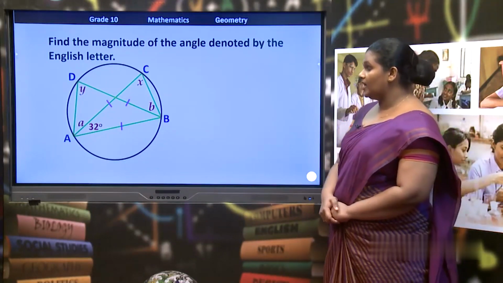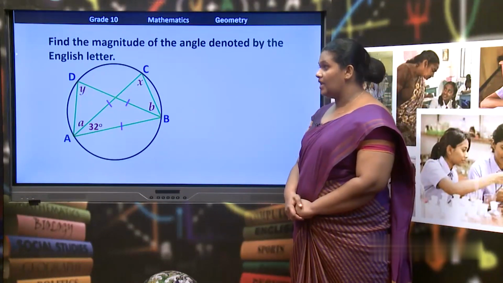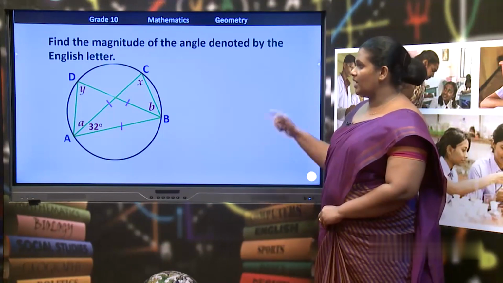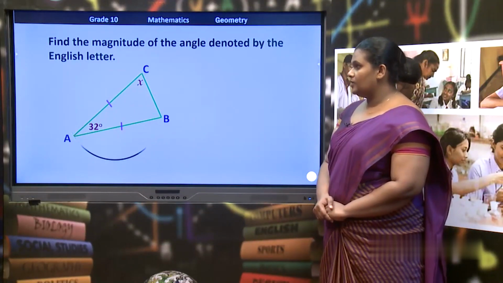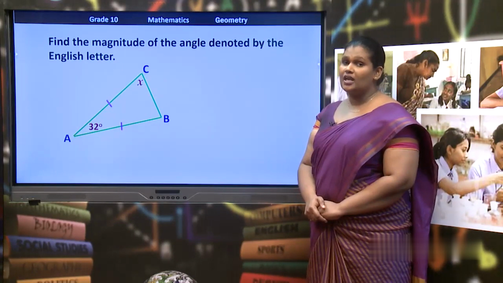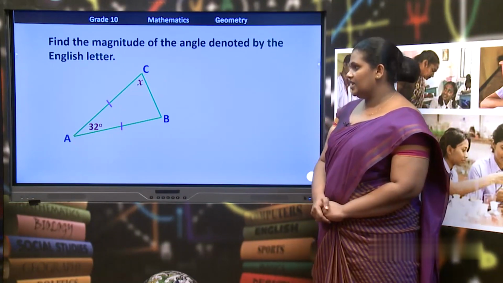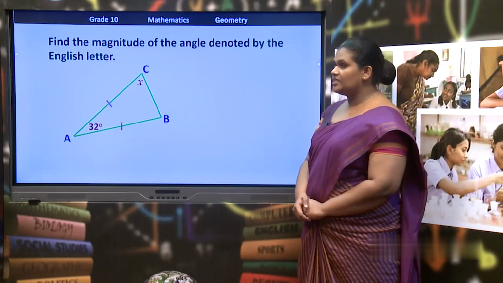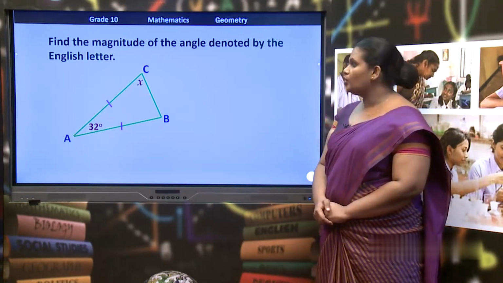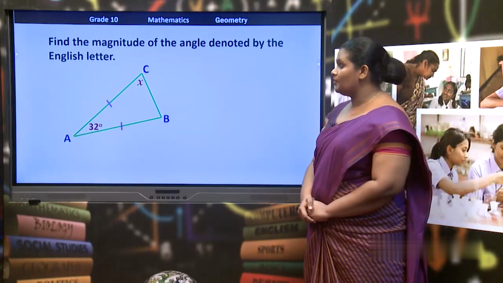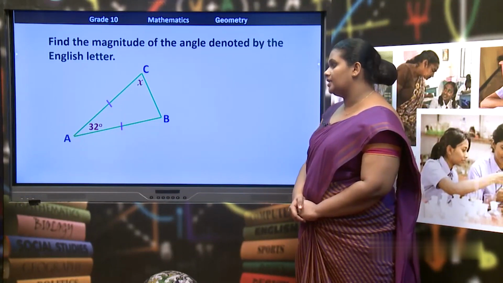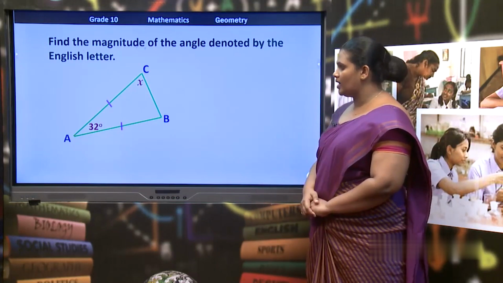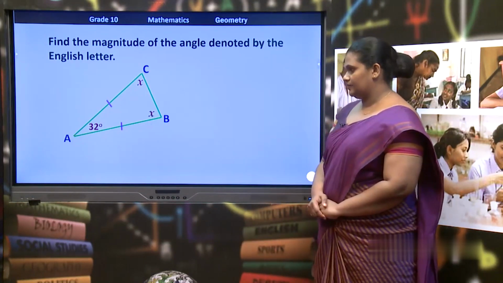Here we have to find the value of a, b, x and y. So, we will take one by one. First of all, I am going to find the value of x. Here I have got the triangle ABC. Since it is an isosceles triangle, we know that angle ACB should be equal to angle ABC. So, we can take angle ABC also as equal to x.